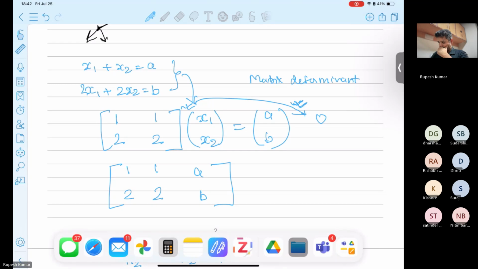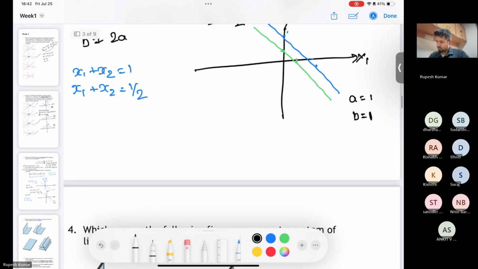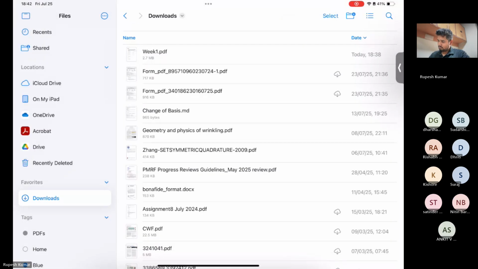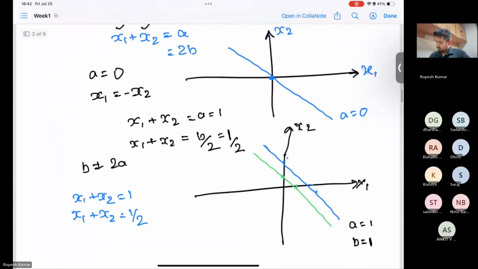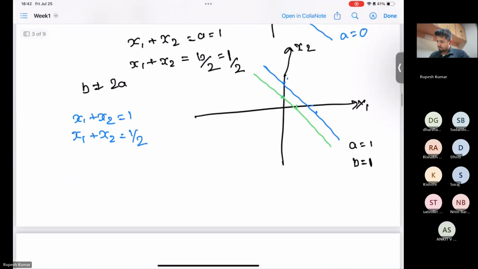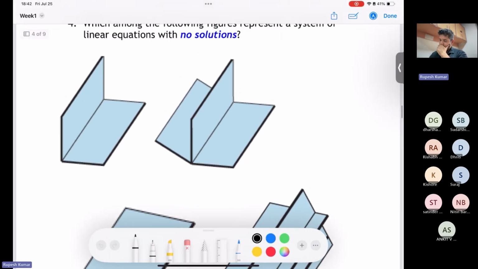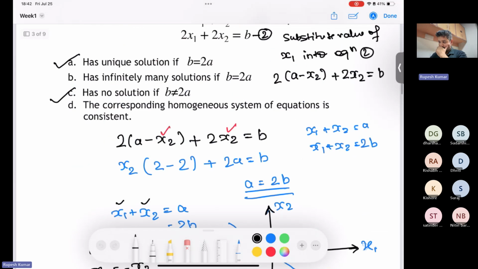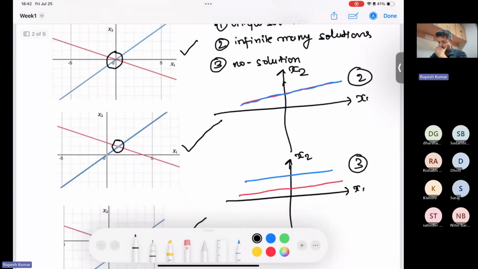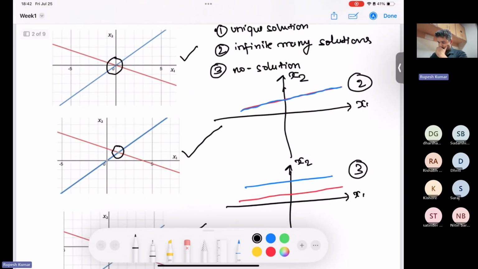Fine. Let's go back to our problem. So let's start. Which one of the following figures represents a system of linear equations with no solutions, right? So again, let's go back to our first page where we saw how to look at these problems.